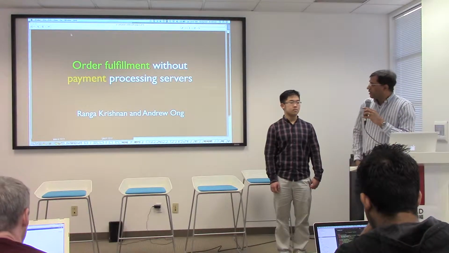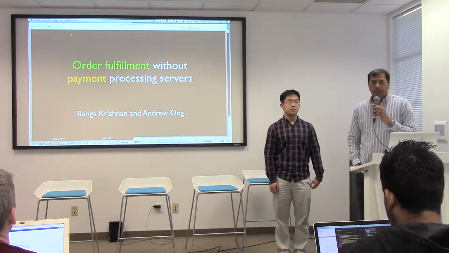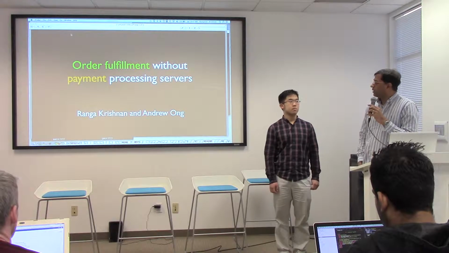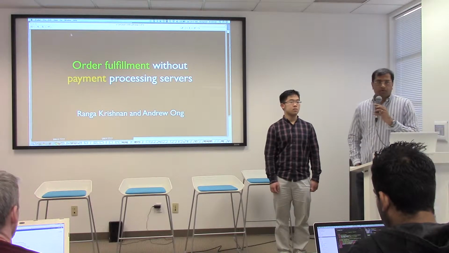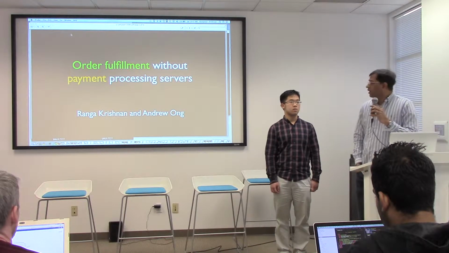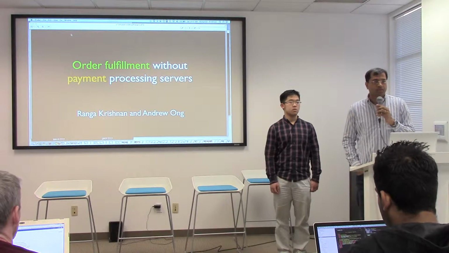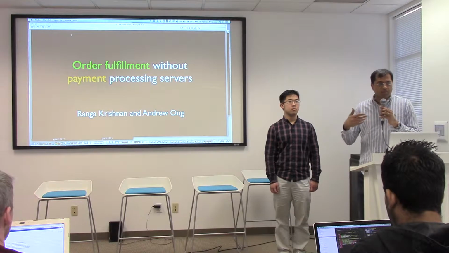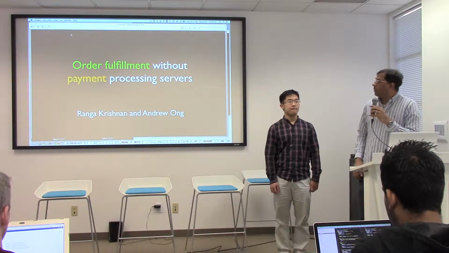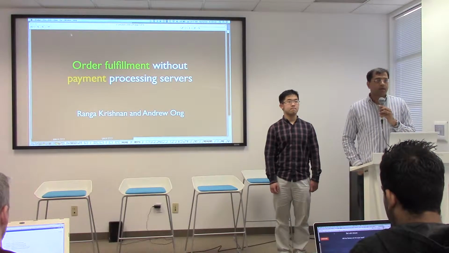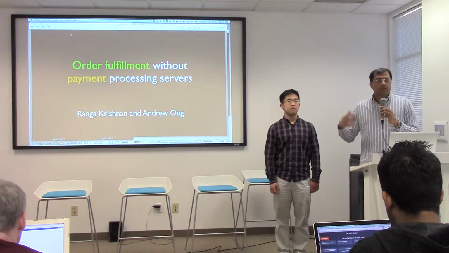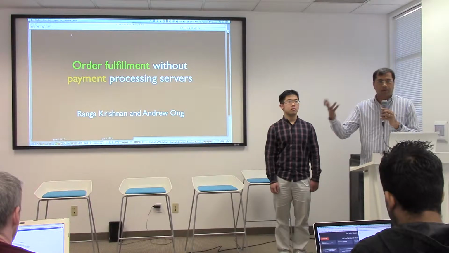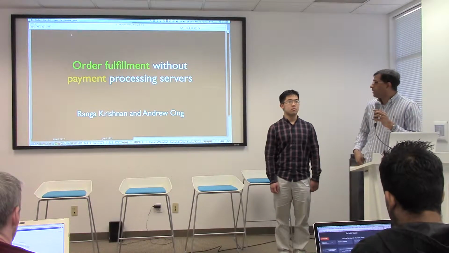So the idea is that with the Bitcoin blockchain-based system, you can do order fulfillment without necessarily having payment processing servers. So obviously, we know that you can just send money peer-to-peer, that's no issue, but normally when people implement the fulfillment part of it, they usually work with a payment processor, whether it's BitPay, whatever, and their server infrastructure.